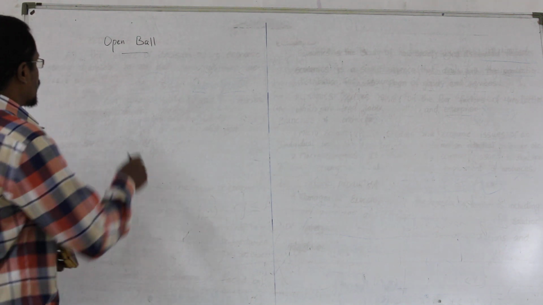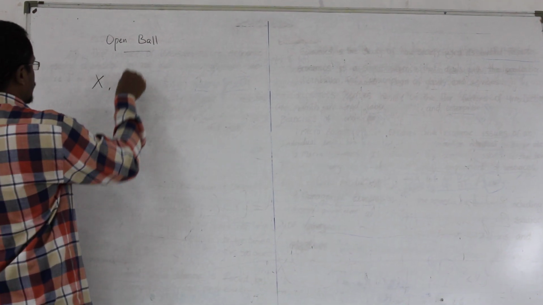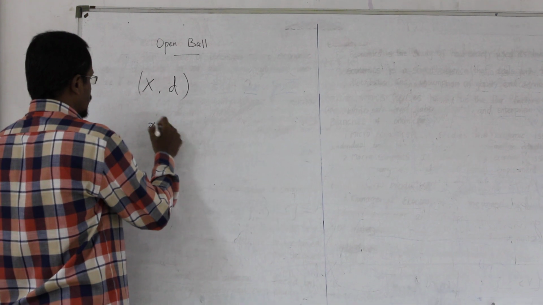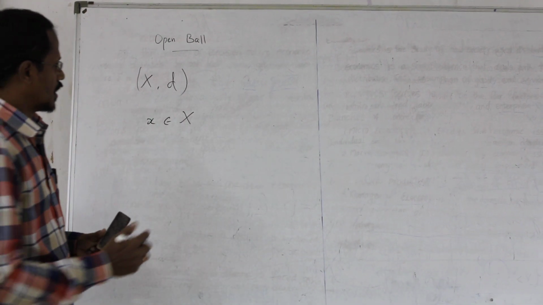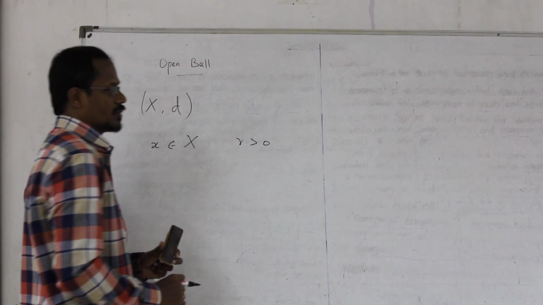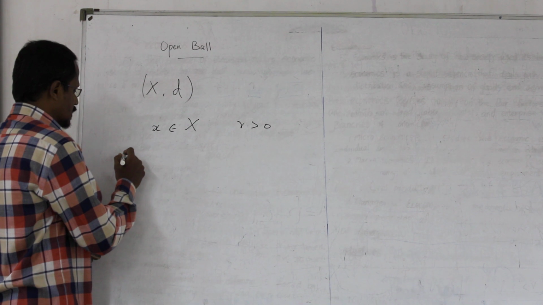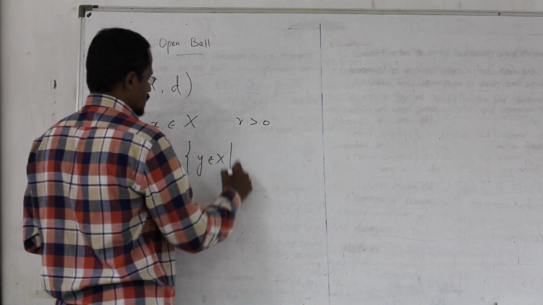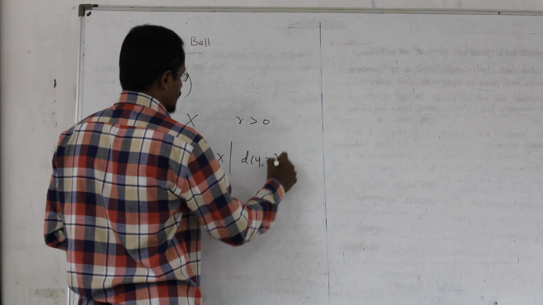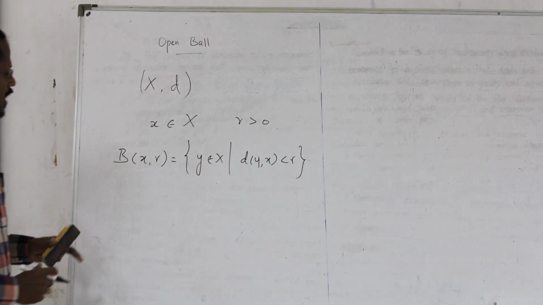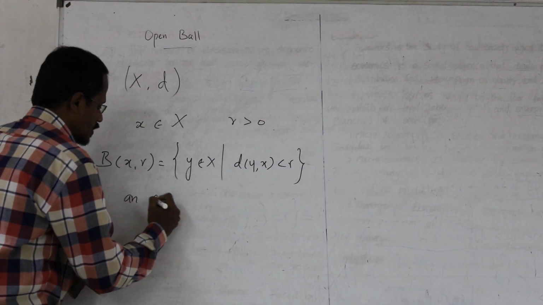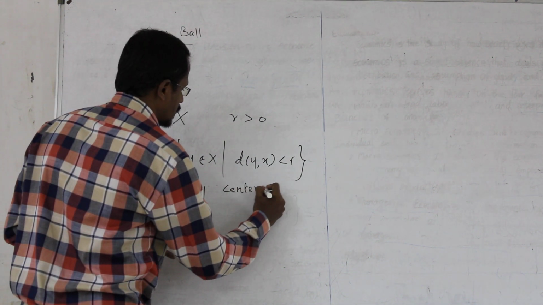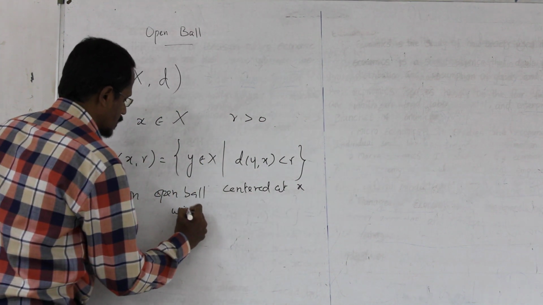So let us start. You take a non-empty set X together with a metric d, that is a metric space, and you take an arbitrary point x in the set X. And given r a positive number, we define the following set: the set of points y in X such that the distance between y and x is less than r, as an open ball, center at x with radius r.